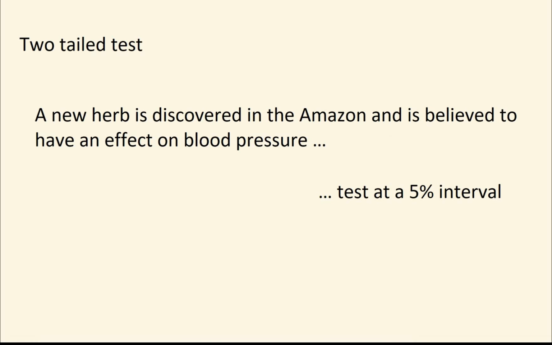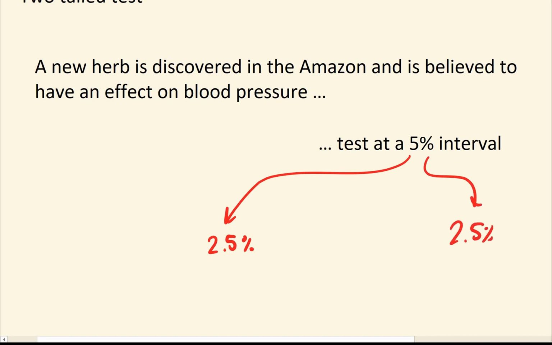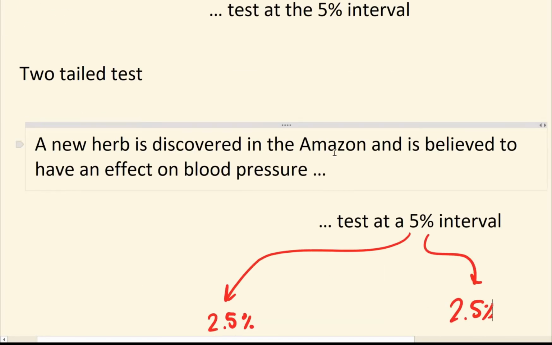Okay? In this case, you would have to split this 5% in half. You would basically test 2.5% at the really, really low end and 2.5% at the really, really high end. Okay, and I'll explain that more when I go through some exam questions in a second. So look for each question and make sure you realise if it's one-tailed or two-tailed. Normally they will tell you in the question, but not always.